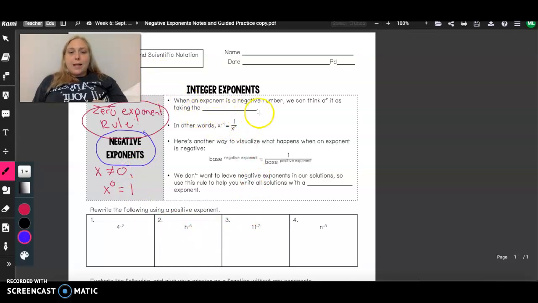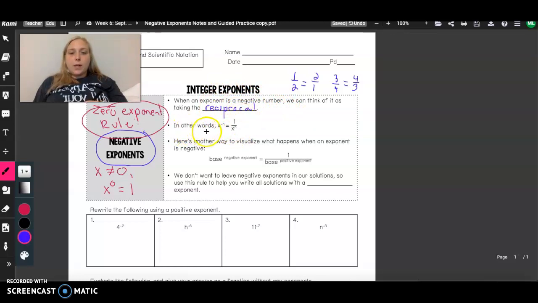When an exponent is a negative number, we can think of it as taking the reciprocal. Now, the reciprocal fraction, if you remember from previous years, like if we had 1 over 2, the reciprocal would be 2 over 1. If we had a fraction like 3 over 4, then your reciprocal would be 4 over 3. So that is what the reciprocal means. So when we have an exponent with a negative number, we essentially are taking the reciprocal of that number.